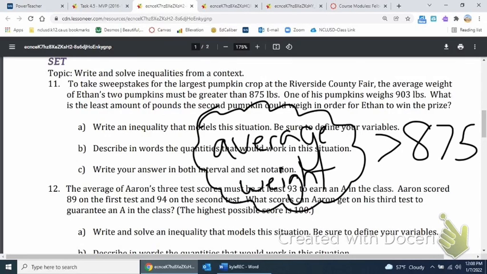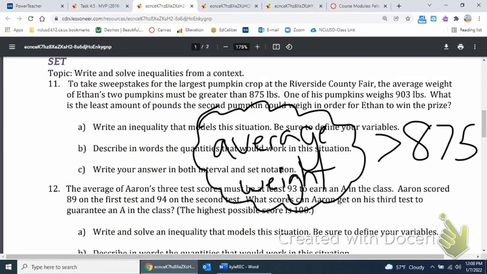What do you mean by add them all up? Like the weight? Yeah, add them up. Put them together. The weight. Oh, okay. So the problem here, if we keep reading, says one of the pumpkins weighs 903. So I know one. I'm going to start with 903 and add the second pumpkin, right? But they're asking us what the second pumpkin has to be. What's the least amount it could be in order to win the prize? So we don't know what the second pumpkin is.